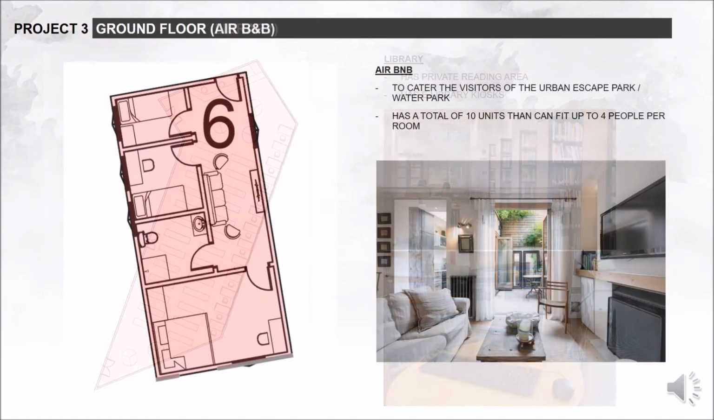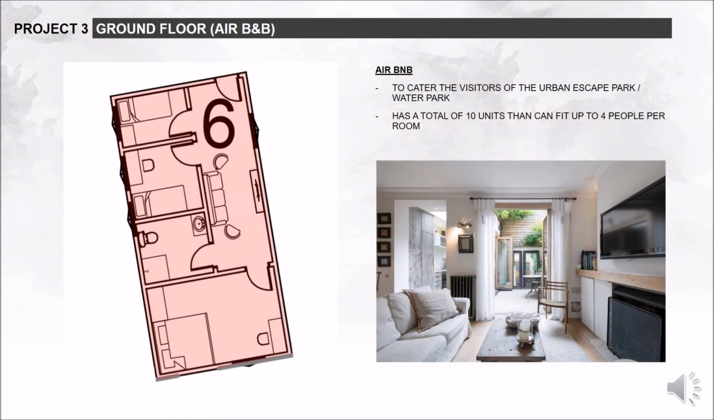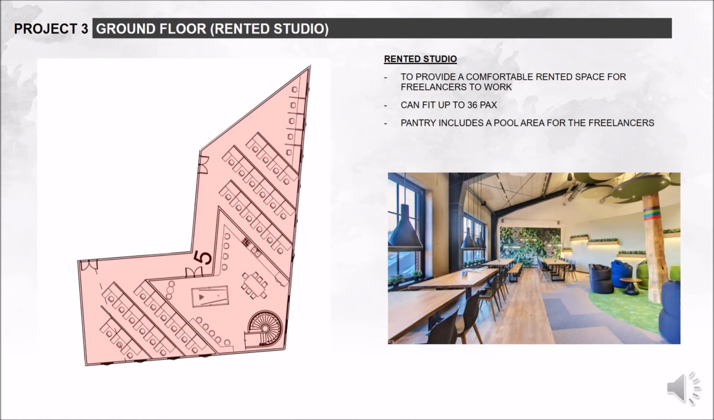Next, the Airbnb is to cater to the visitors of the urban park and water park who are from different states. It has a total of 10 units that can fit up to 4 people per unit. Next is the rented studio. It is to provide a comfortable rented space for freelancers to work. It can fit up to 36 packs and it has a pantry with a pool area and a spiral staircase that connects to the first floor.